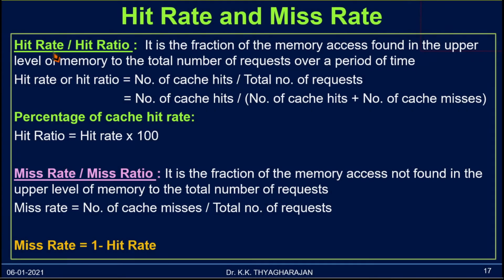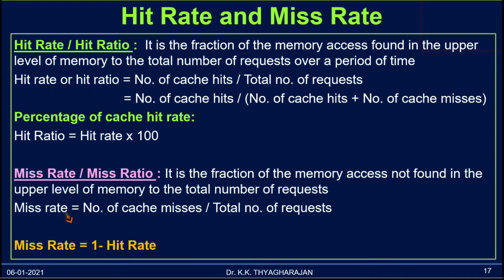In some problems, you will have to find out the hit rate or hit ratio, then miss rate or miss ratio. The hit rate or hit ratio is nothing but the total number of cache hits divided by the total number of requests. The total number of requests will be equal to the number of cache hits plus the number of cache misses. If you need the percentage of cache hit rate, then hit ratio is equal to hit rate into 100. You have to multiply this value by 100.